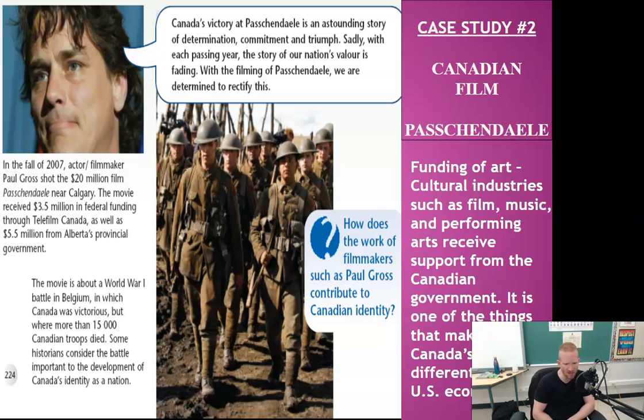In the fall of 2007, actor/filmmaker Paul Gross shot the $20 million film Passchendaele near Calgary. The movie received $3.5 million in federal funding, as well as $5.5 million from Alberta's provincial government. So almost half of the movie was granted by the government. The movie is about a World War I battle in Belgium in which Canada was victorious, but where more than 15,000 Canadian troops died. Some historians consider the battle important to the development of Canada's identity as a nation.